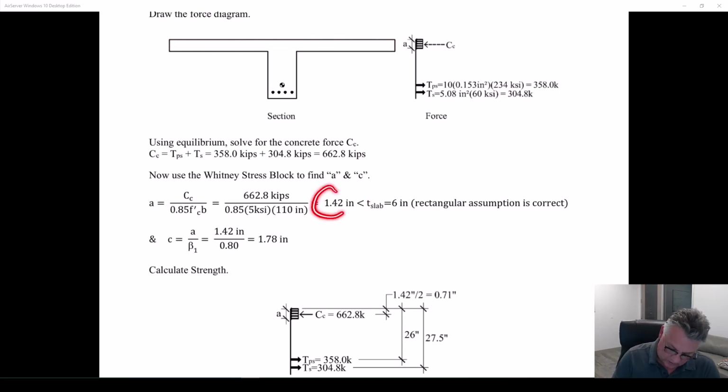As it is in this case, 1.42. So that's the beauty of the T-section. We can get that compression force way up at the top. And the larger the moment arm is, the more capacity we're going to have. That only makes sense. So 5,000 PSI concrete, beta 1 is 0.8. So the neutral axis depth is this little tiny 1.78.